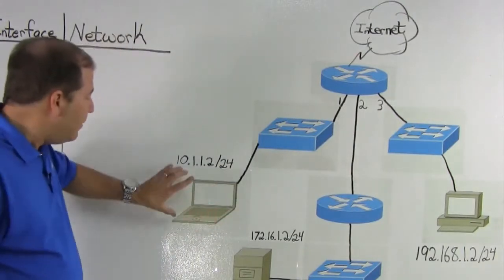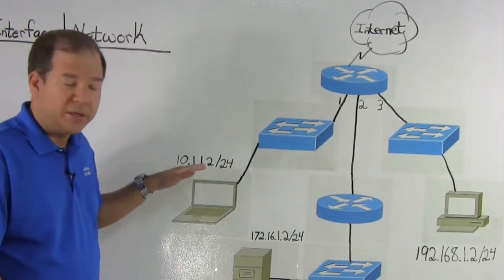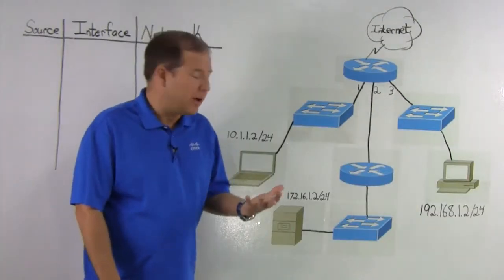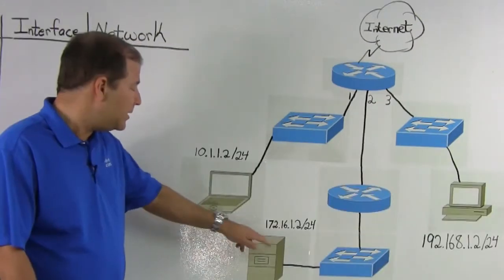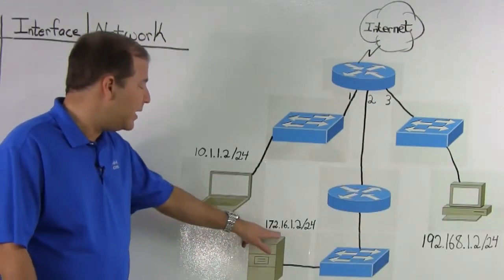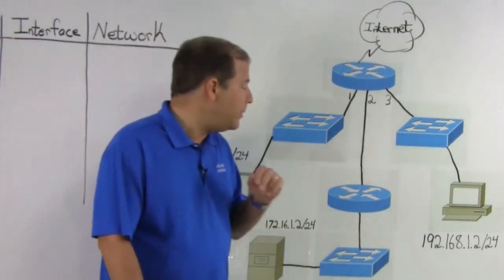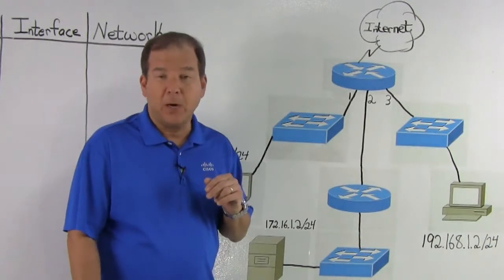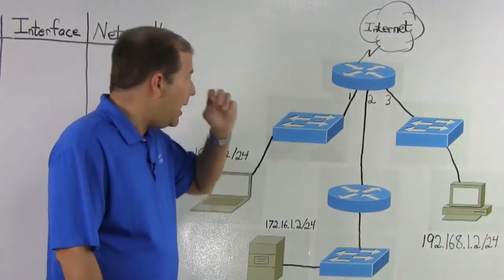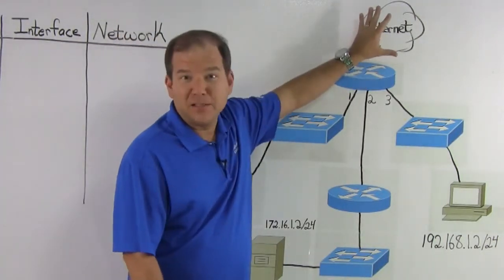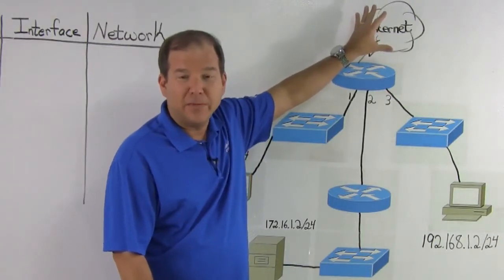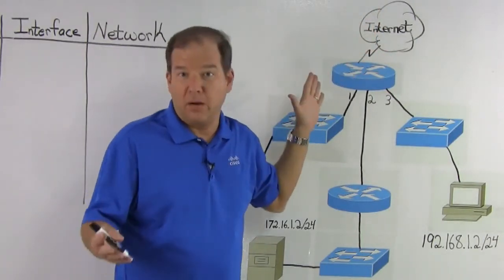But the point is, this device at 10.1.1.2 is in a different network than this server, which has an IP address of 172.16.1.2. It's in a different network than this PC with an IP address of 192.168.1.2. And then we have thousands upon thousands of addresses out here on the internet. How does the router know about all this stuff?